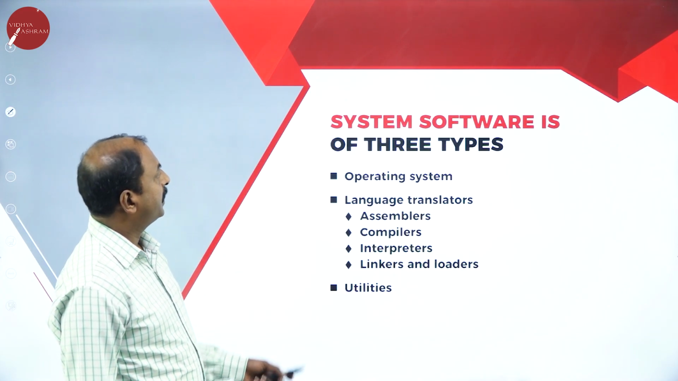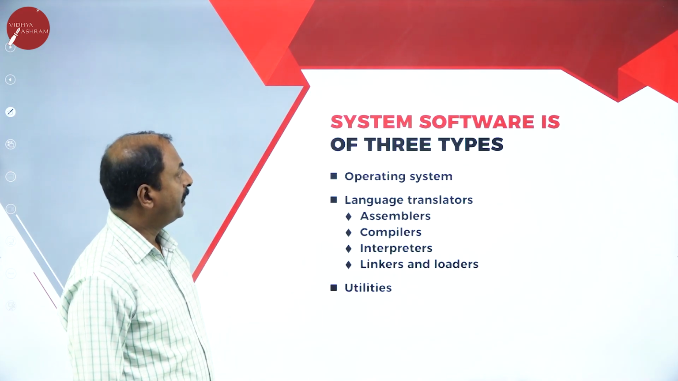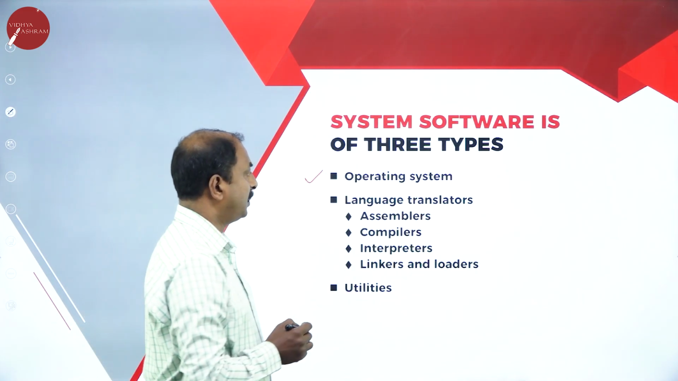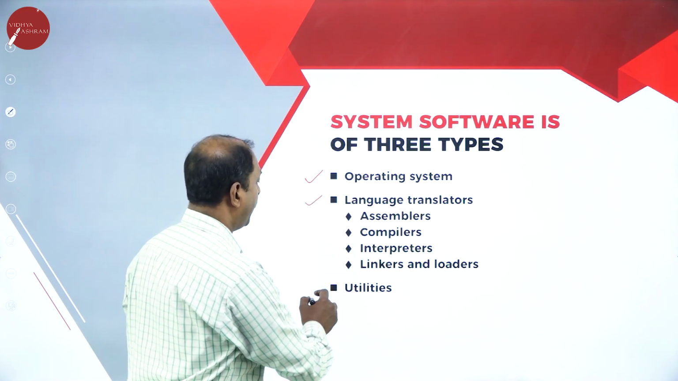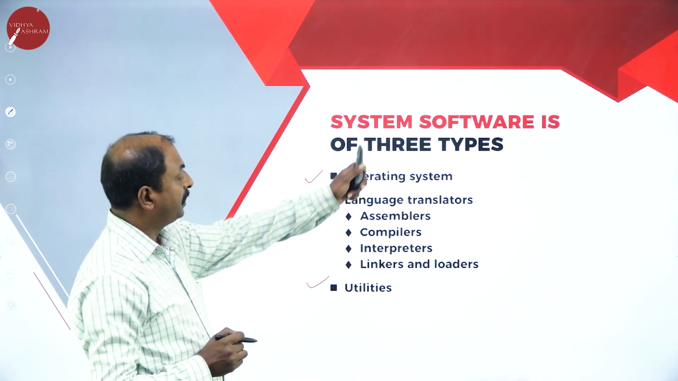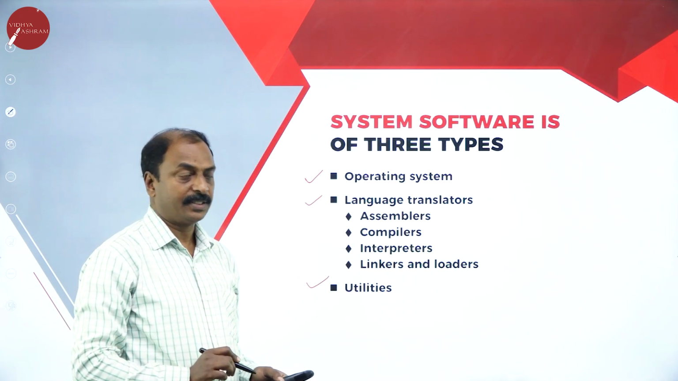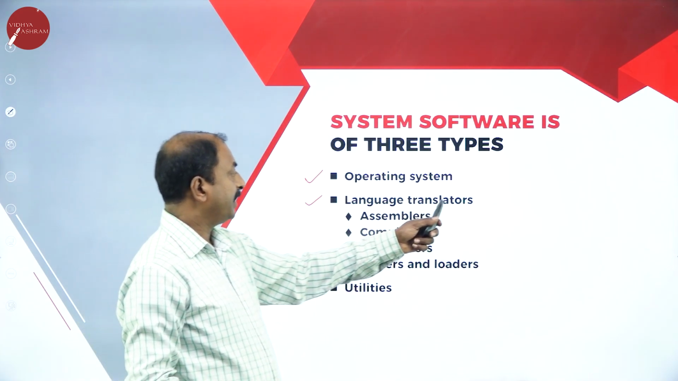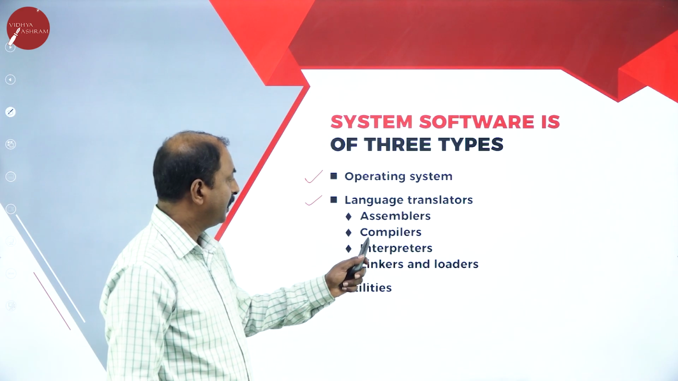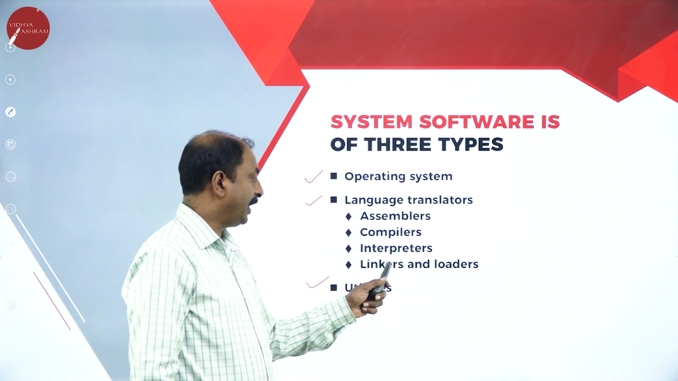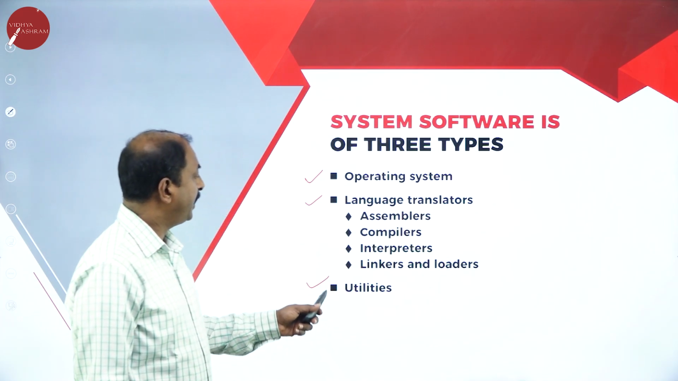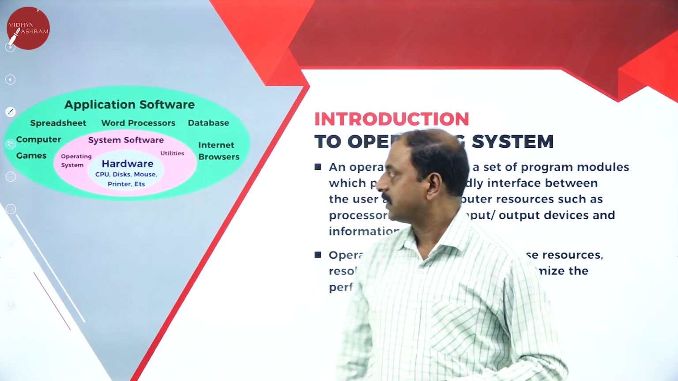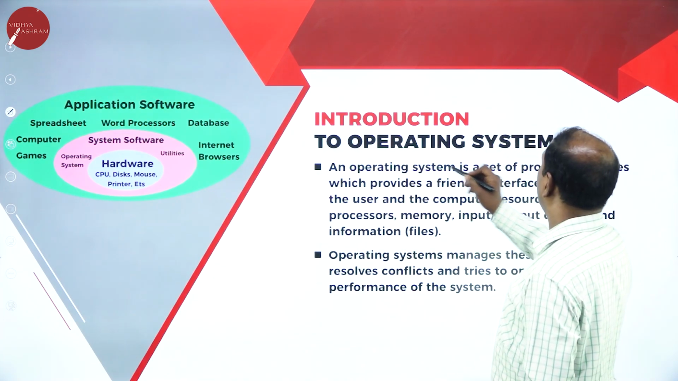Now let us see the different system softwares. Here we have different types of system softwares. First one is operating system, language translator, and utility software. All these are system softwares. And here we have different types. Operating system, language translator, under that we have assemblers, compilers, interpreters, linkers and loaders. And next one is utility software. Now let us see the first one, operating system. So this is the introduction to operating system.